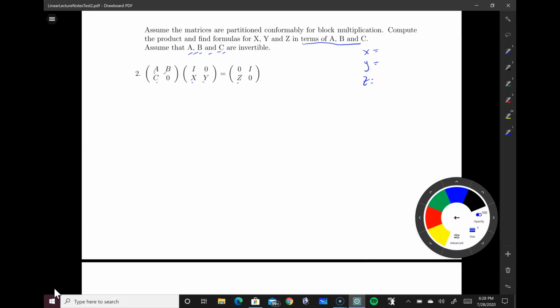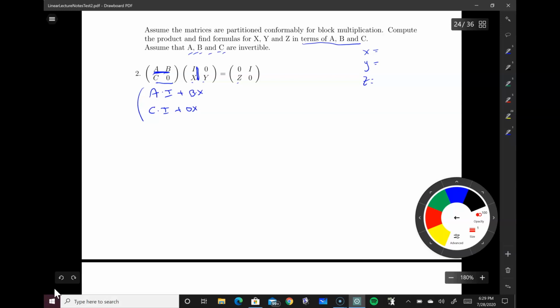So let's do the matrix multiplication on the left-hand side, being careful with the order. This row times this column gives me A times I plus B times X. The order really matters, right? And here I'm going to have C times I plus 0 times X. I'm just putting in the 0X just for effect.